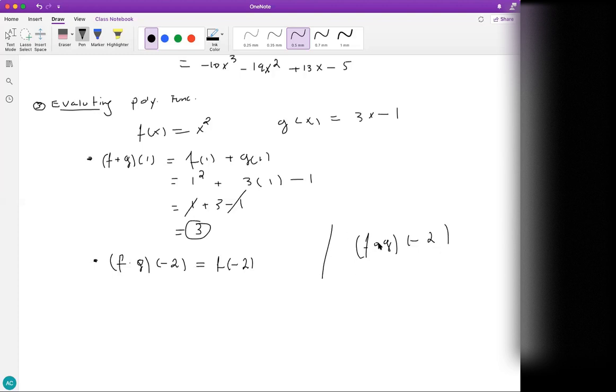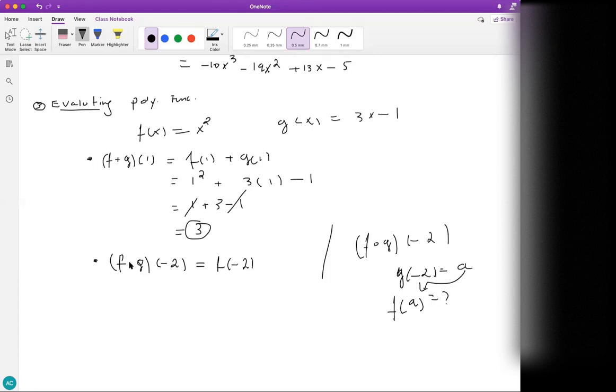So let me say that again. If you have this little circle here, that means composition. It's not a multiplication. So that's when you find this first. You find g of negative 2. Then you get some value, for example, a. Then you take that a and you plug it into the f. So into the f of whatever you get from here, the a goes here. Then you find your answer.